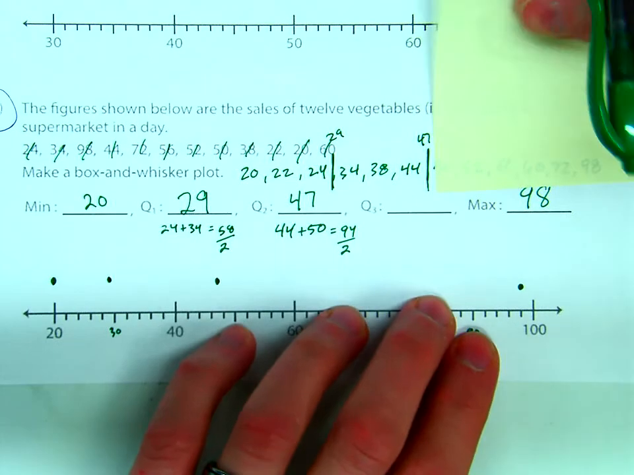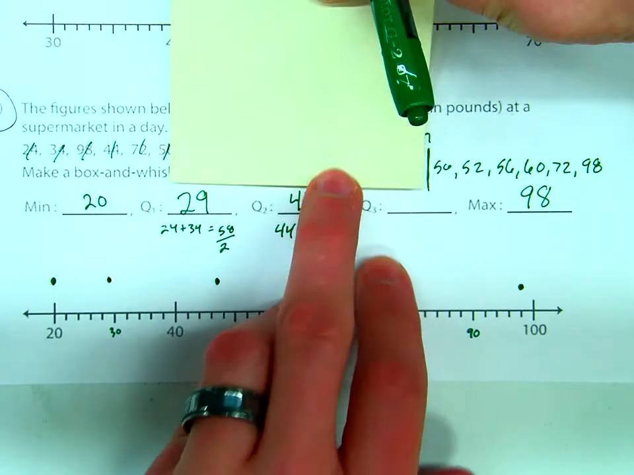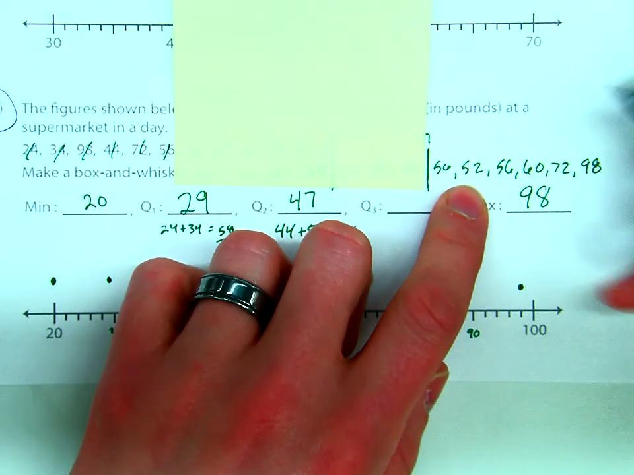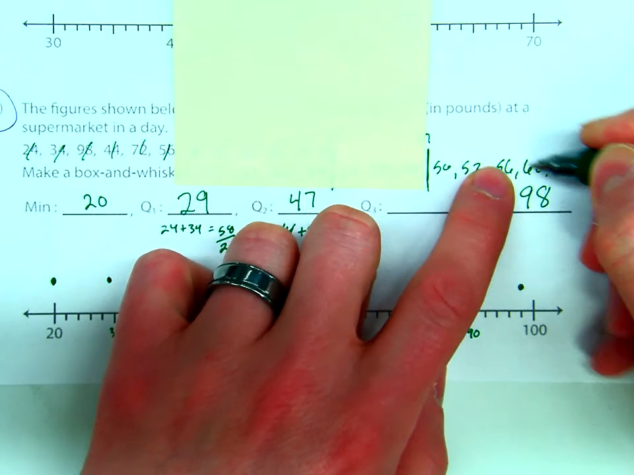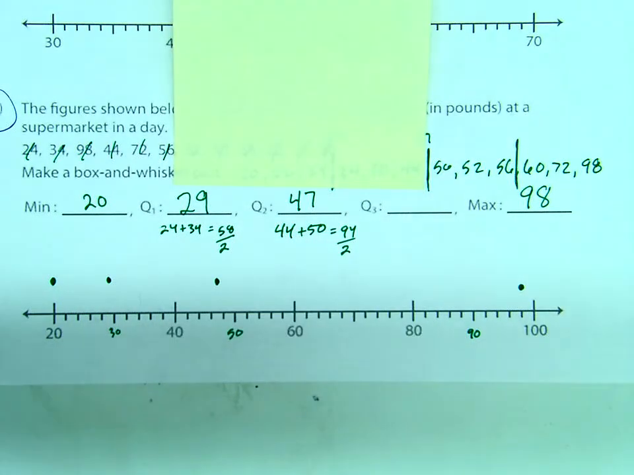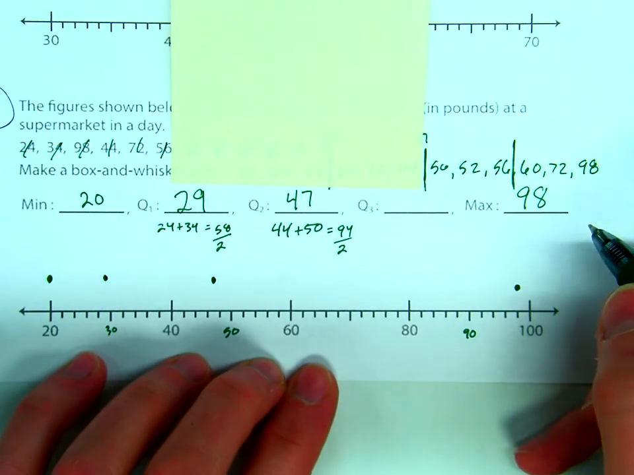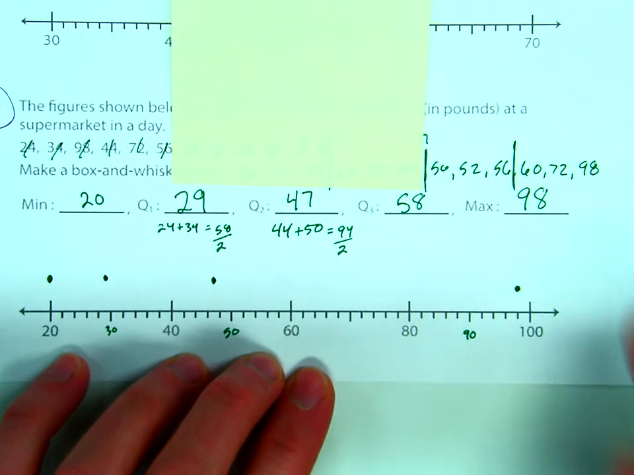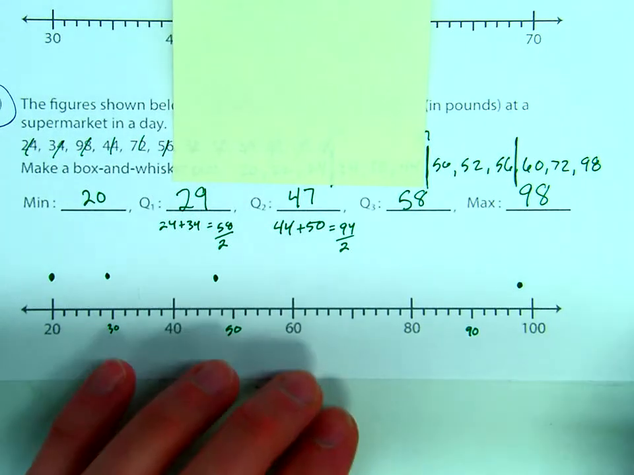We have one final number, the upper quartile. If you want to cover up the bottom half of your data so you can see the middle, 1, 2, and there it is. In between 56 and 60, some of these are easy to find. That would be 58. And if you added 56 and 60 and divided by 2, you'd get 58.